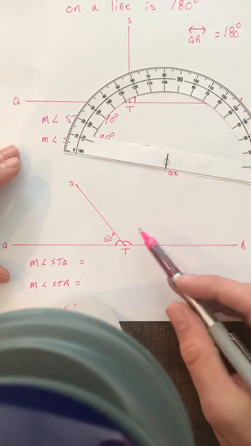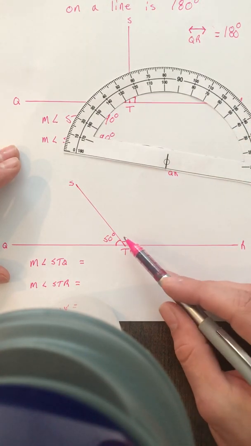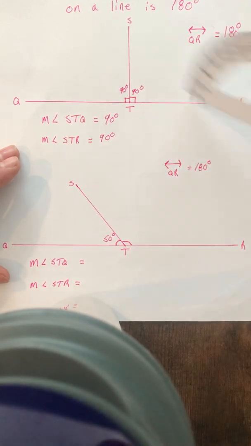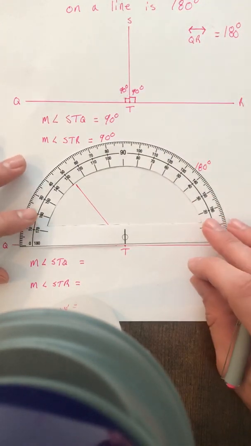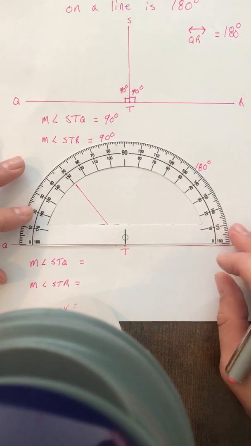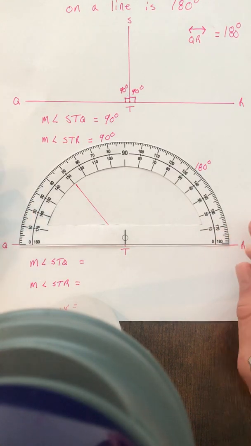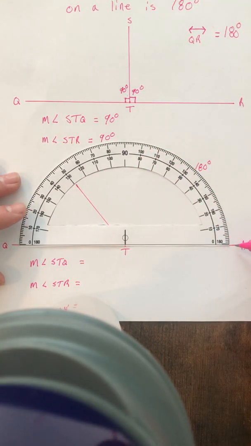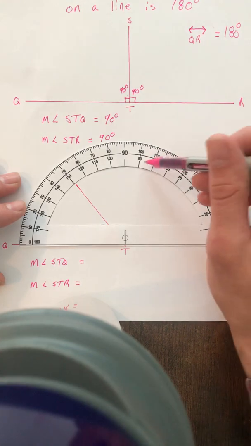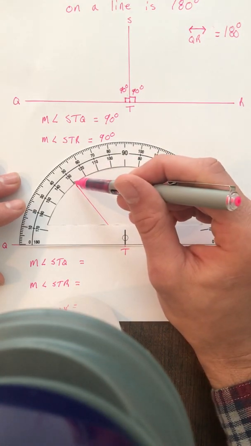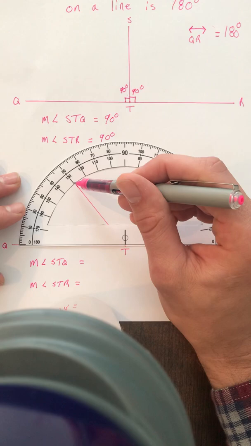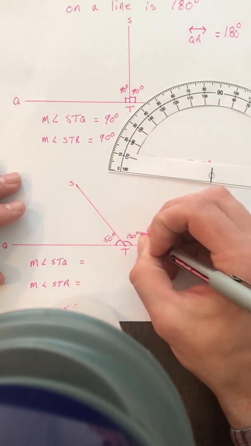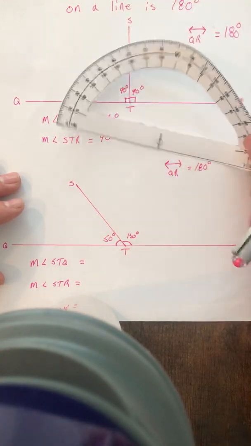Now I need to find the measure for this angle, for angle STR. So the measure of angle STR, to find that, I can do it a couple different ways. One way is I can put my protractor back on, and I can see that from R going all the way over here to my line, it's 130 degrees. So I know that this is going to be 130 degrees just from using my protractor only.